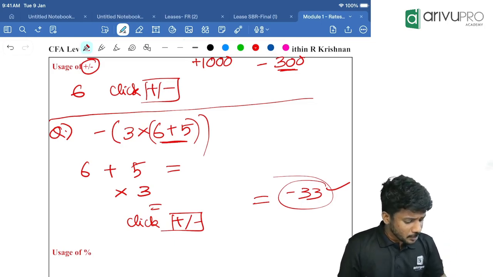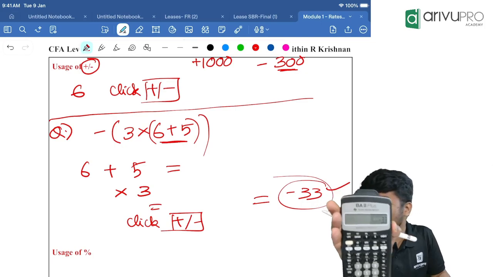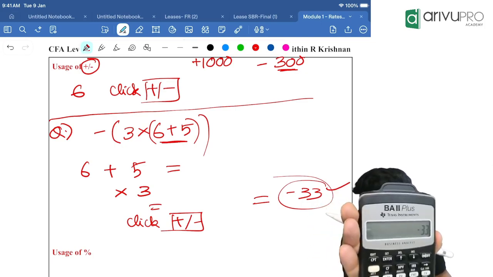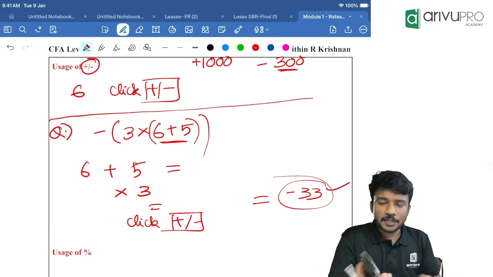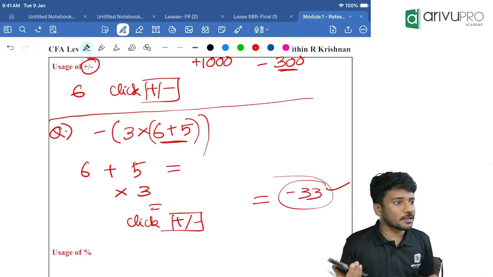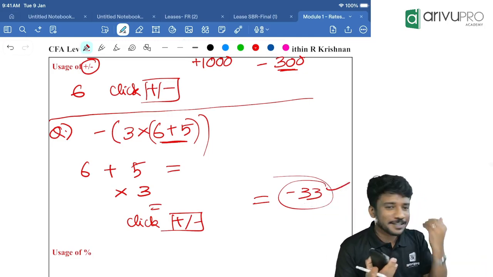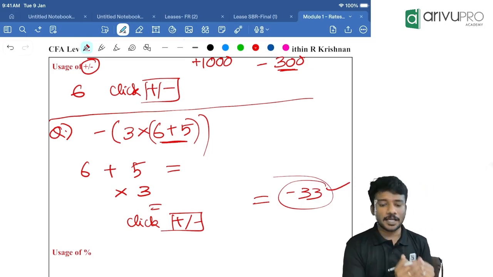So since minus 33 is on your calculator, everyone is having minus 33 on the calculator. How will you change it to positive then? Click plus or minus. When you click plus or minus, it will automatically change to positive 33. We don't need to clear things and write from the beginning. That can be done just using the calculator.